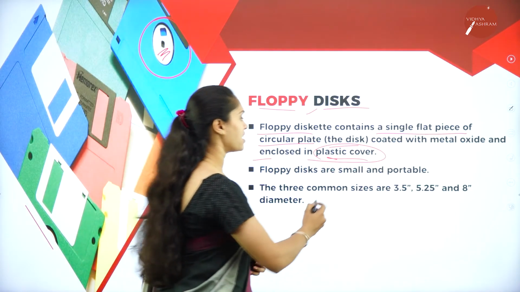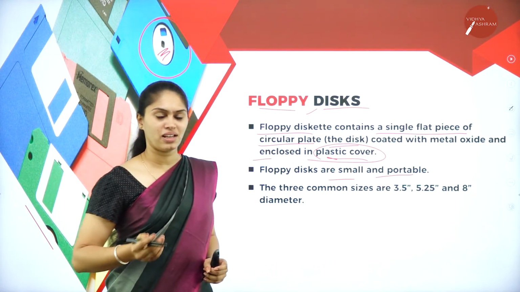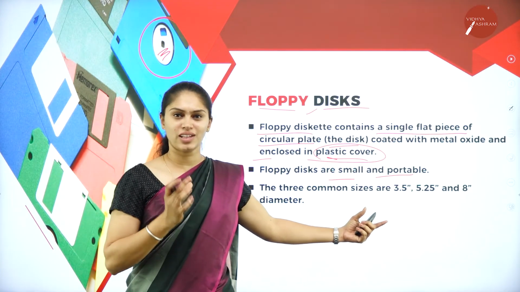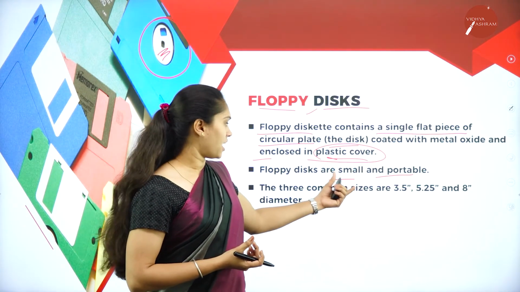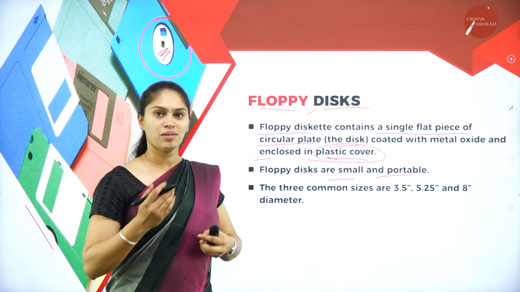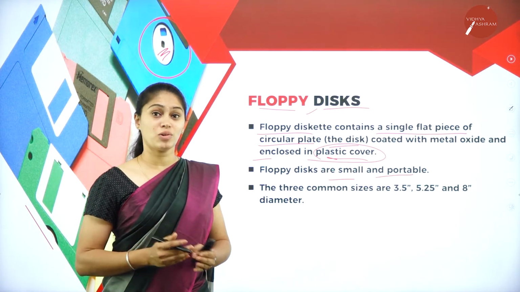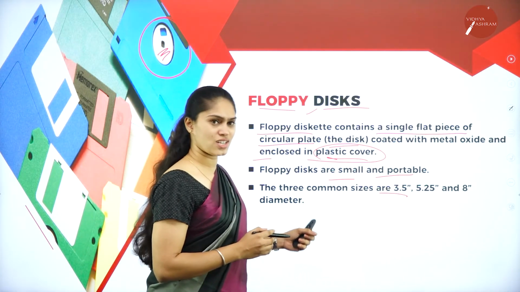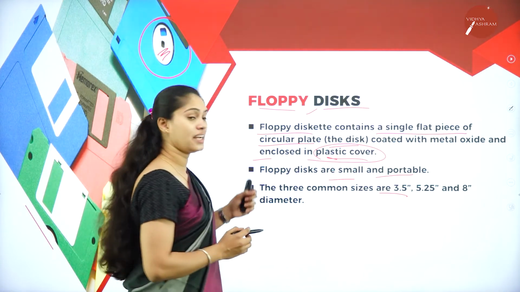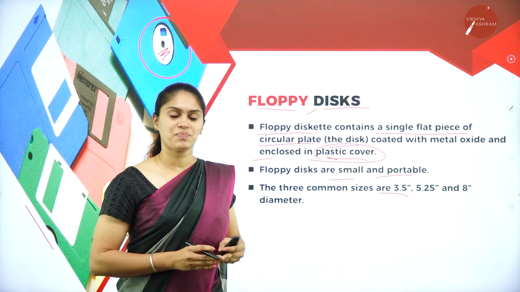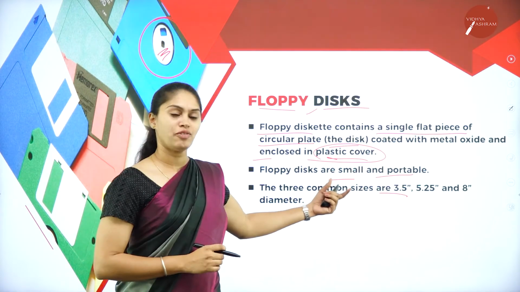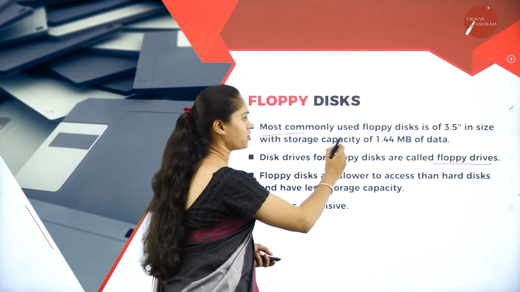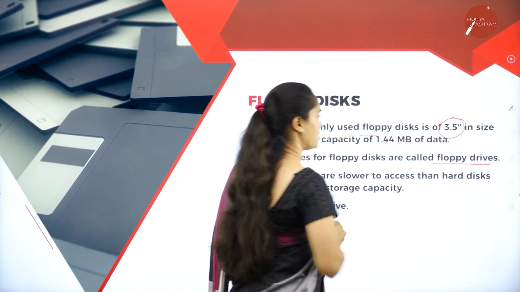So floppy disks are small in size and portable. As I told earlier, you can take the floppy disk in your pocket. That is the size it has, small in nature and portable. Then what variations or sizes does it have? When it comes to sizes, it has 3.5 inches, 5.25 inches and 8 inches of diameter. That is the size variation of the floppy disk. The most commonly used floppy disk is 3.5 inches in size.